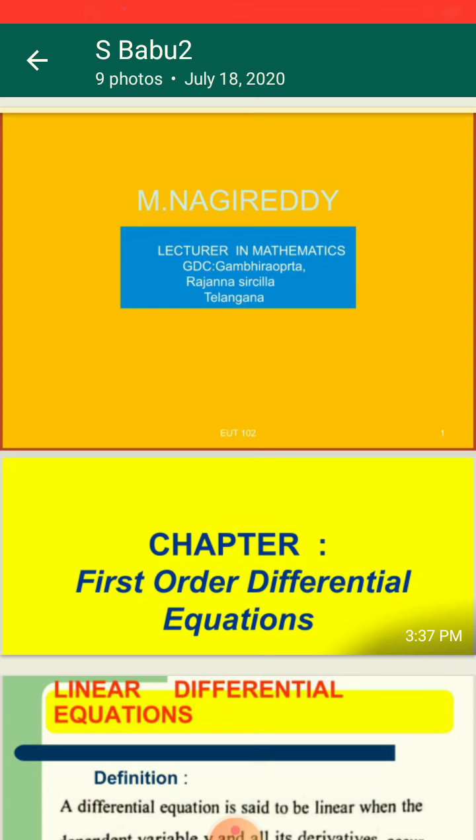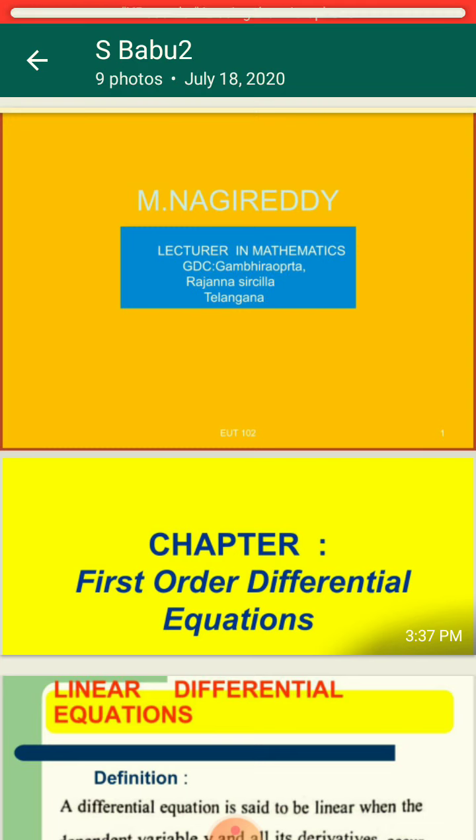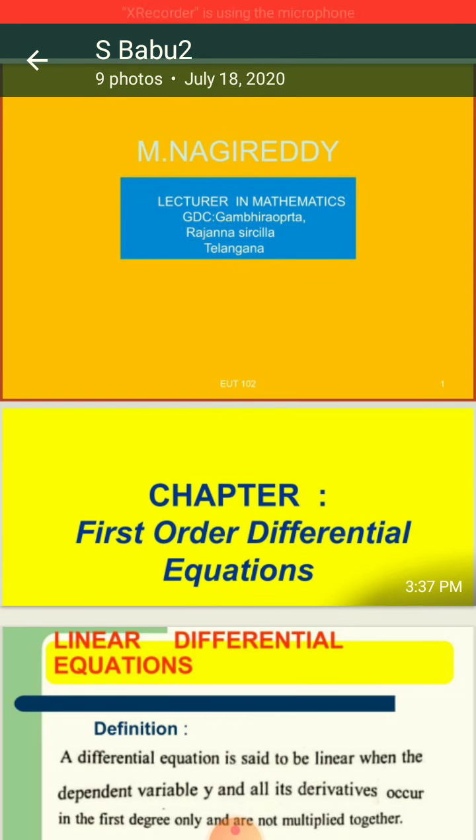Firstly, I would like to introduce myself. My name is M. Nagireddy. My qualification is MSc Mathematics and I am pursuing PhD. So I am working as a lecturer in mathematics in Government Degree College, Gambiraupet, Rajanna Sirsilla District, Telangana.